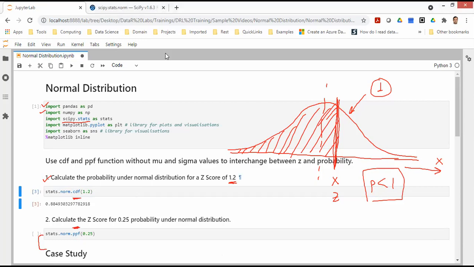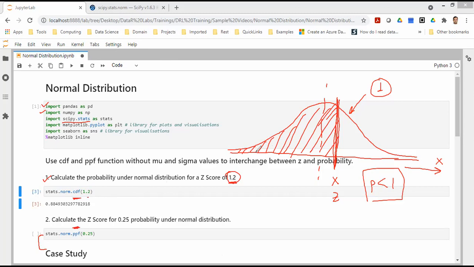Now let's get the answer for this. And the answer for this is 0.88, which means if an event with this kind of a z-score of 1.2 is occurring, that means the probability of that event occurring is extremely high. It's almost 88% chances that that event would occur.